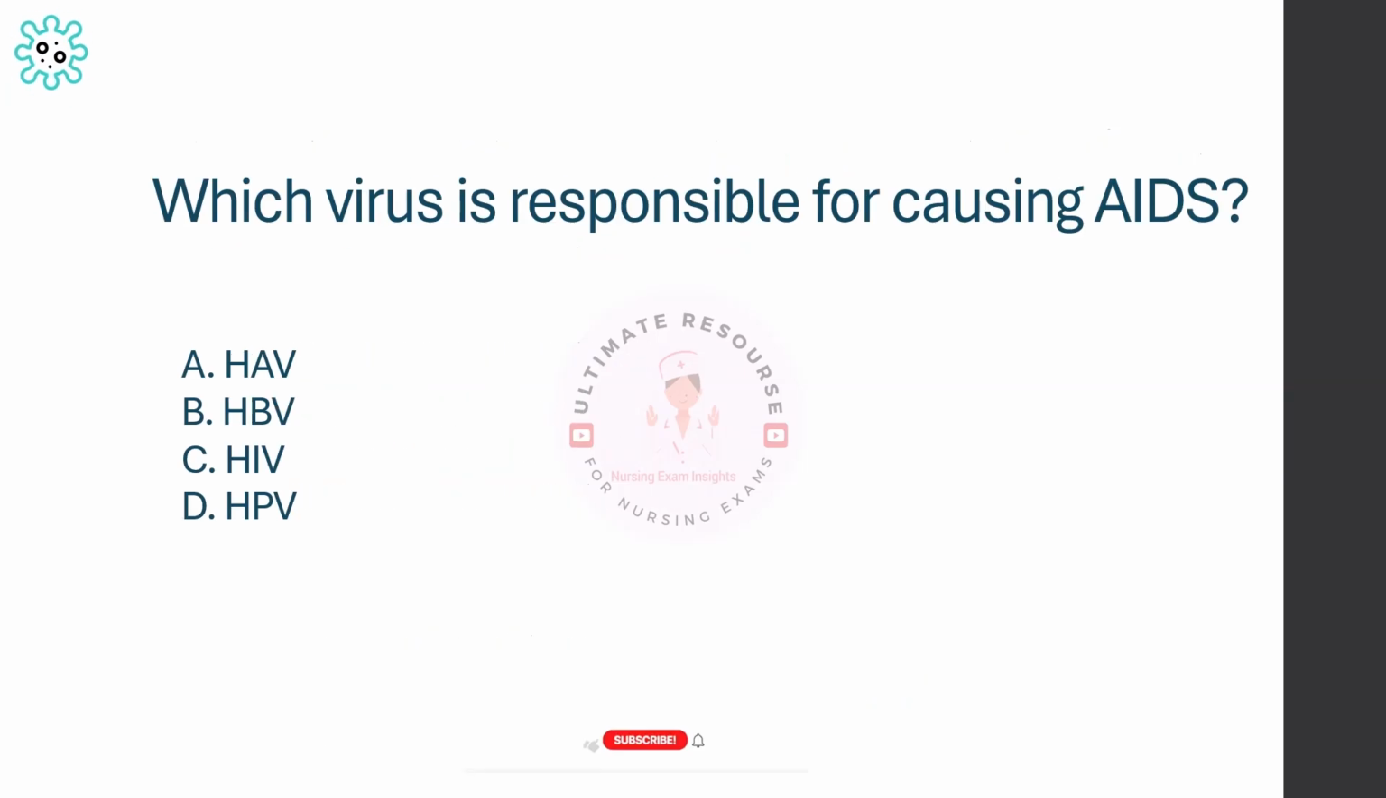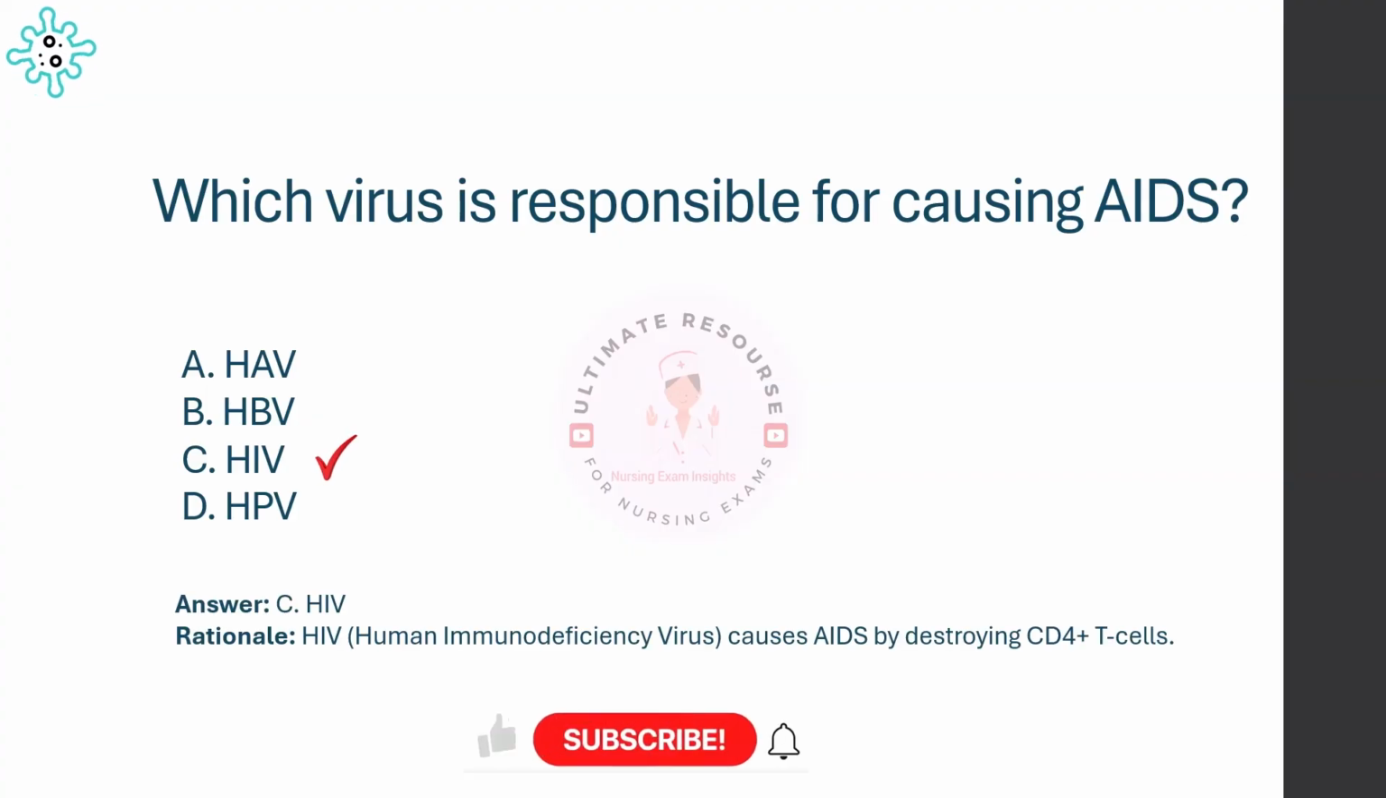Which virus is responsible for causing AIDS? Options are A. HIV, B. HBV, C. HIV, D. HPV. The answer is C. HIV. HIV, that is human immunodeficiency virus, causes AIDS by destroying CD4 T cells.